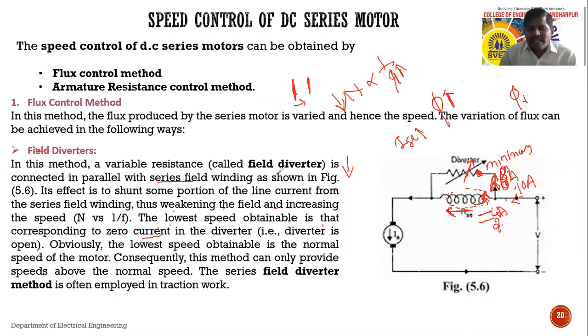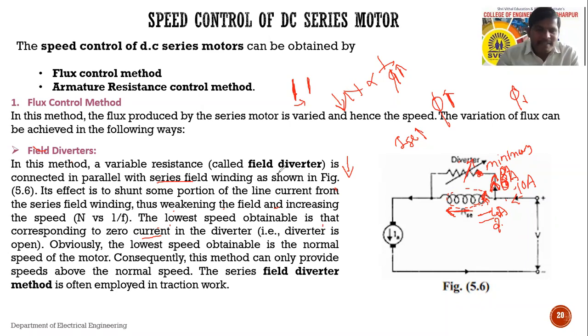I am telling one application of this field diverter technique. It is employed in traction work, or electrical traction, where we need to change the speed of the train. In case of application of the series motor, due to high starting torque the series motor is used in traction work. And for speed control in that traction application, the field diverter technique is used. Another technique is the armature diverter, and another is tapped field control.